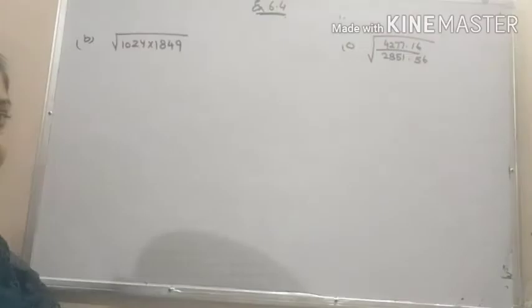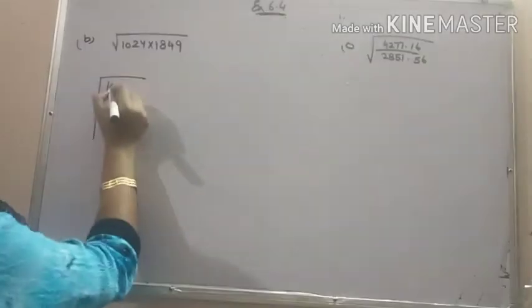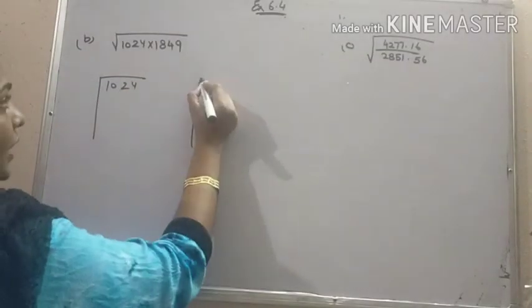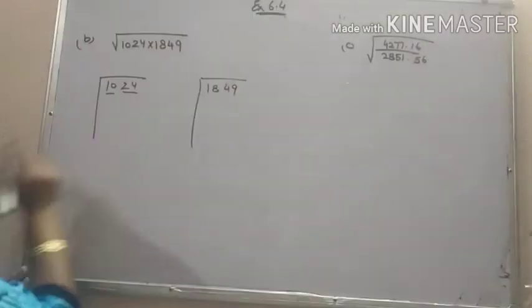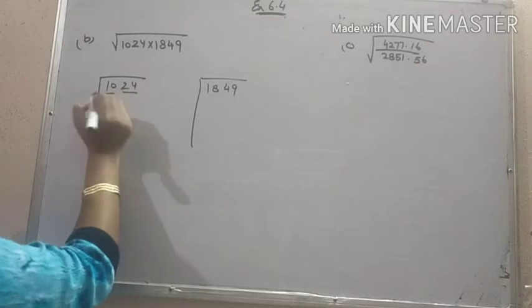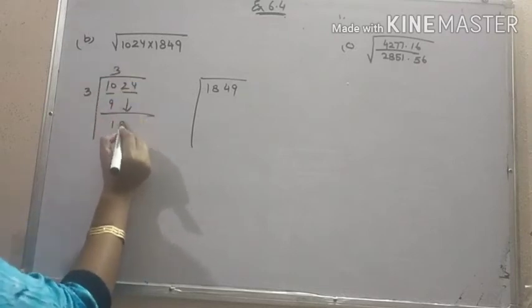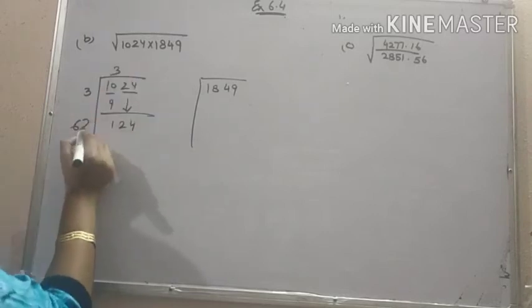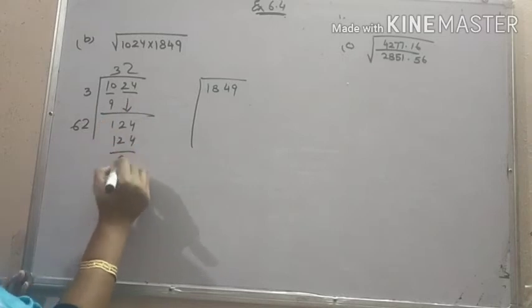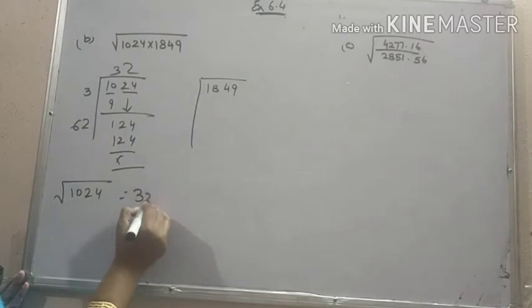In part B, there is no decimal term. So the only way to solve this is to find the square root of these two numbers separately and then do the multiplication. Make the pairs from right to left. You will get 3. 3 3s are 9, 1. Bring the next pair down, 24. Double of 3 is 6. Now it will go on 2. So under the root, 1024 is equal to 32.